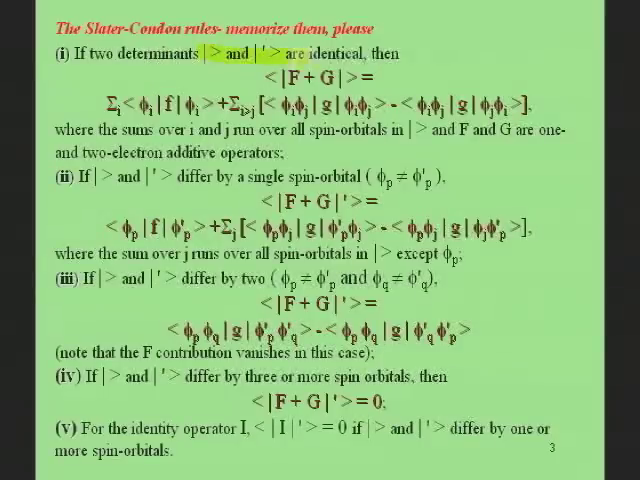So the Slater-Condon rules basically say if you have two determinants that are identical, then the expectation value of any operator of the form F plus G, one-electron additive plus two-electron additive, will be, and the rule basically is, a sum over all the spin orbitals that appear in the determinant, called phi I. So phi I, F, phi I is just the expectation value of the one-electron operator F for spin orbital I. That sort of makes sense. It's just saying sum over all the spin orbitals of their own expectation values of the F operator.